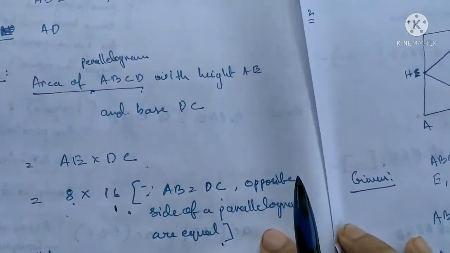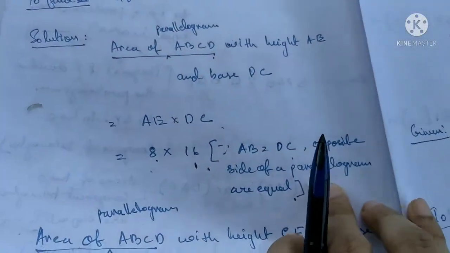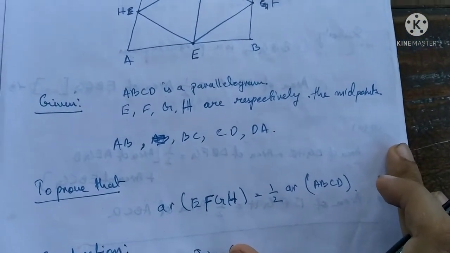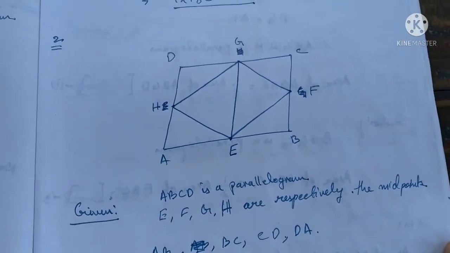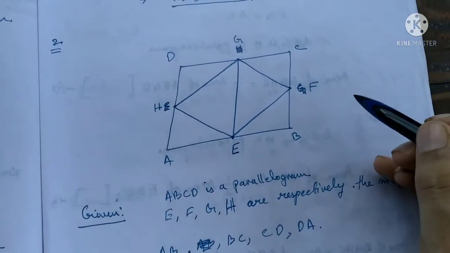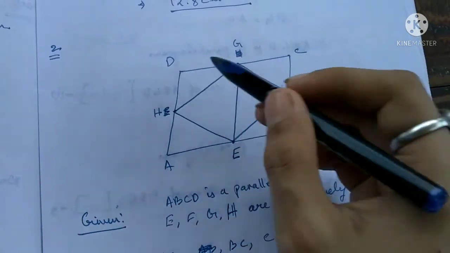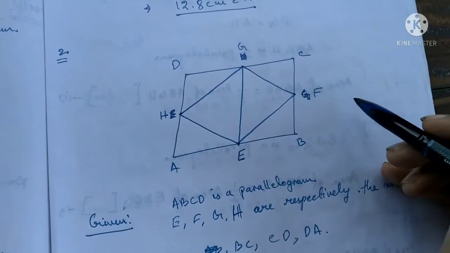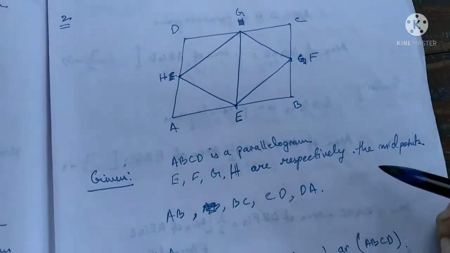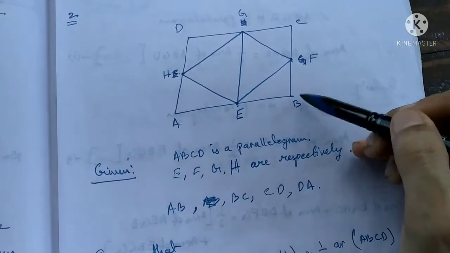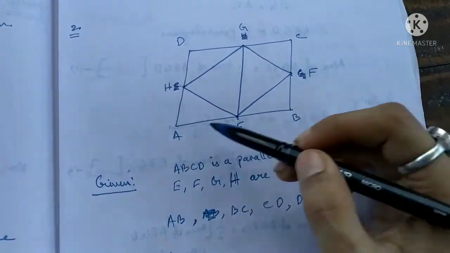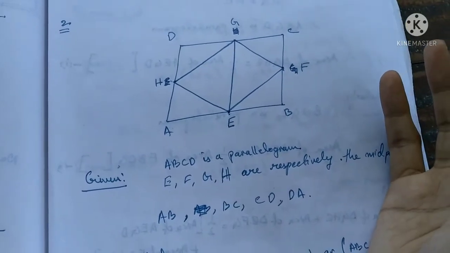So in question number 2, this will be your diagram. Here ABCD is a parallelogram, and E, F, G, H are respectively the midpoints of AB, BC, CD, DA. Understand? These points are midpoints of these sides. That is our given.